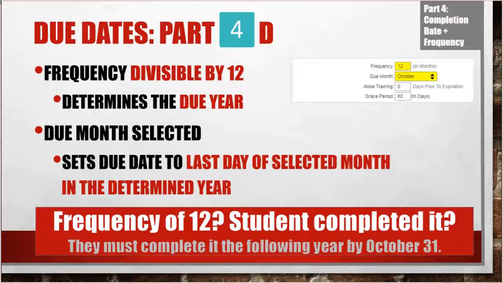If the frequency is divisible by 12 and you have a due month set, what VTA is going to do is determine the year that it's due according to the frequency months. And to determine the date that it's due, it's going to look to the month that you set on the requirement in the due month field and set it to the last date of that month. So if they completed it last year and it's got a due month of October, they're going to have to complete it this year by October 31st.